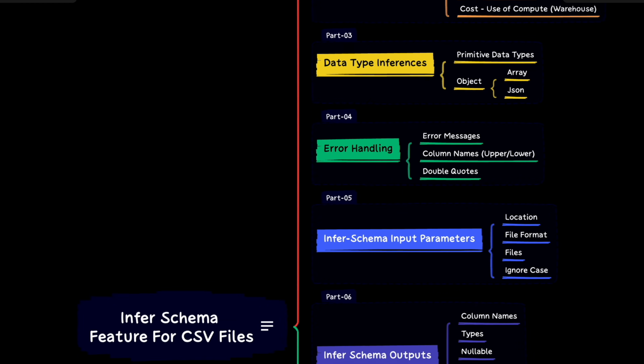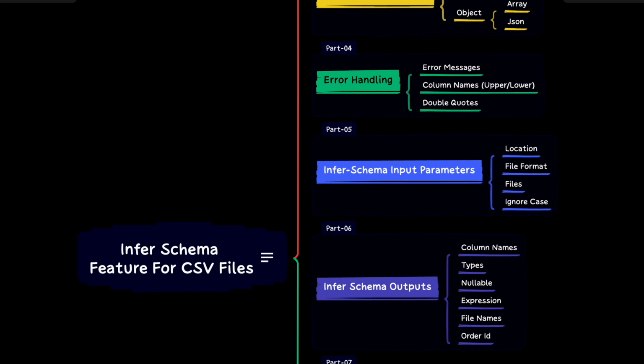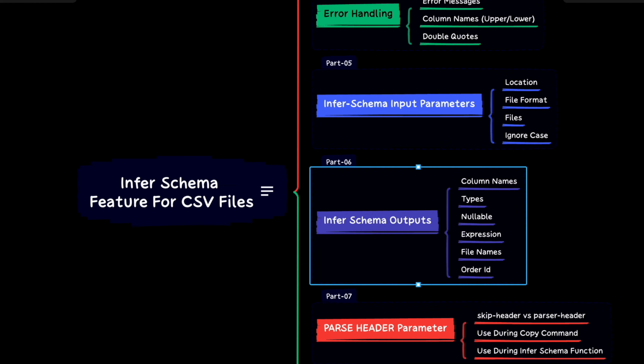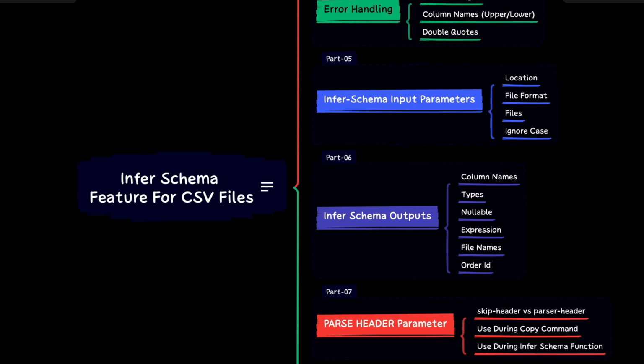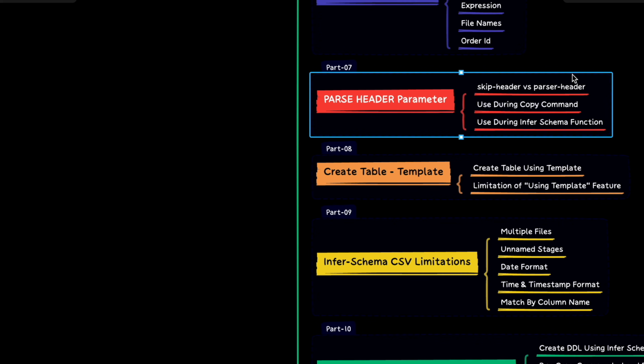In the fourth part of this video, various scenarios will be simulated by using different kinds of CSV files in the stage location. By observing the behavior and respective error messages, you will become familiar with what works and what does not work. The fifth and the sixth parts will focus on infer schema inputs and their outputs. In the seventh part, we will explore the dissimilarities between the parse header parameter versus the skip header parameter, understanding how they behave differently and when to use and when not to use them.